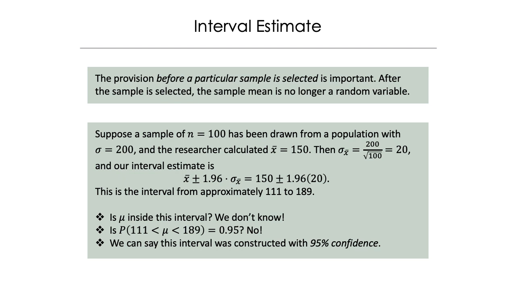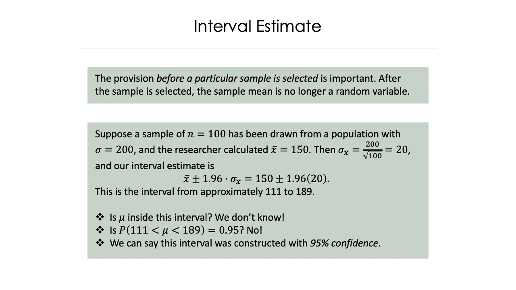So suppose a sample of n equals 100 has been drawn from a population with standard deviation sigma equals 200, and the researcher calculated a sample mean of X bar equals 150. Then sigma sub X bar would be 200 over the square root of 100, which is equal to 20. And our interval estimate would be X bar plus or minus 1.96 times sigma sub X bar, which is equal to 150 plus or minus 1.96 times 20. This is the interval from approximately 111 to 189.